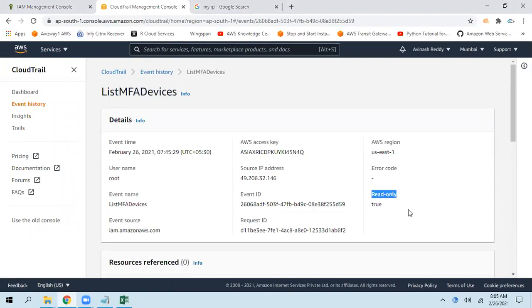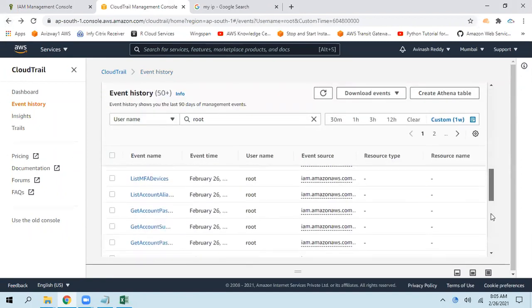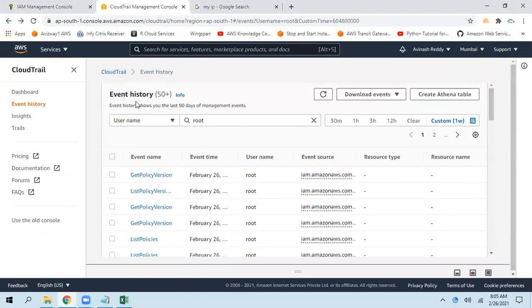Is it a read-only operation? Yes. So nothing happened, we just viewed it. So everything can be tracked by using this. Not only this, if you want, you can even download this as a CSV format file or JSON.